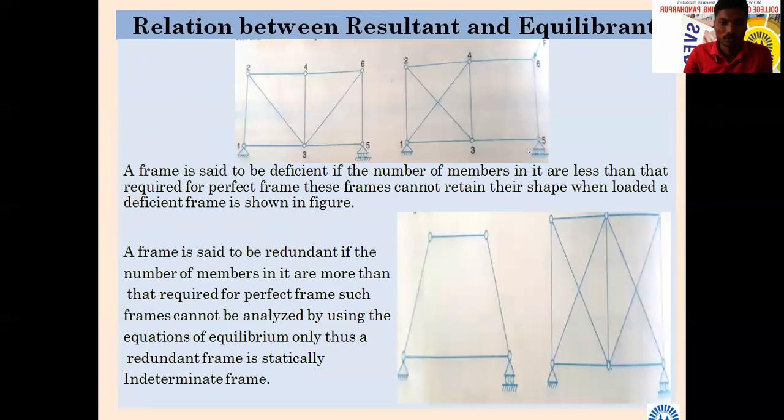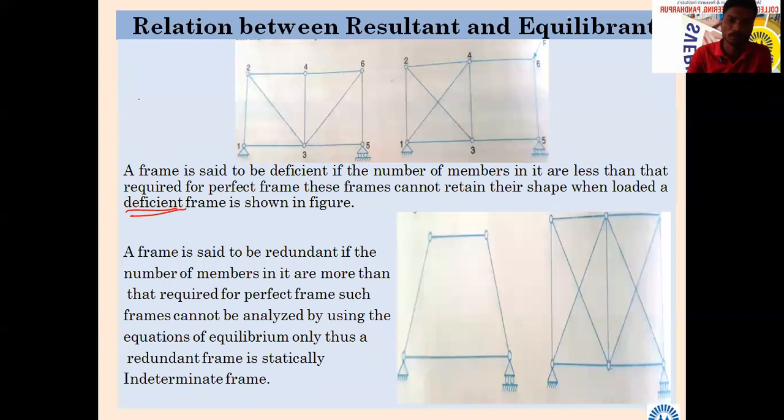A frame is said to be deficient if the number of members in it is less than that required for the perfect frame. These frames cannot retain their shape when loaded. Deficient means not sufficient, or in other words, less. So a frame is said to be deficient if the number of members is less than required for the perfect frame. These frames cannot retain their shape, so we are going to call it deficient.